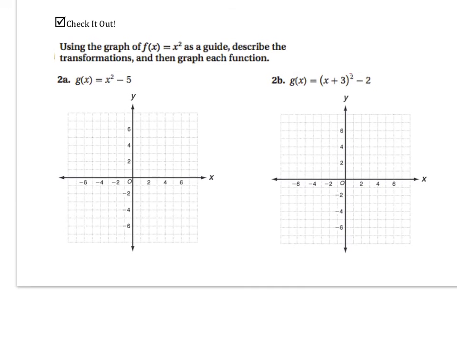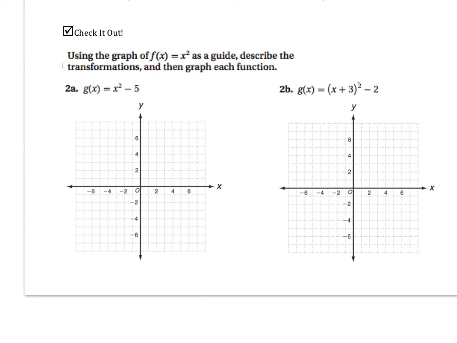Okay, so in the check it outs, again, let's graph the parent function. So graphing the parent function, 1, 1, 2, 4, negative 1, 1, negative 2, 4. There's your parent function. And then write standard form, which would be x minus 0 squared minus 5. So it just moves 5 units down.